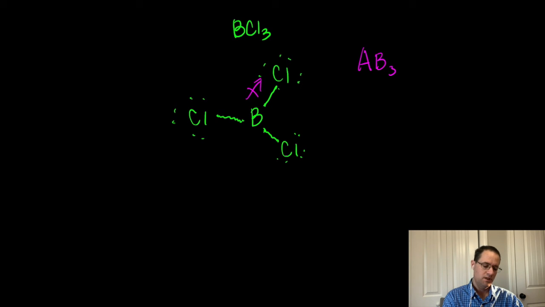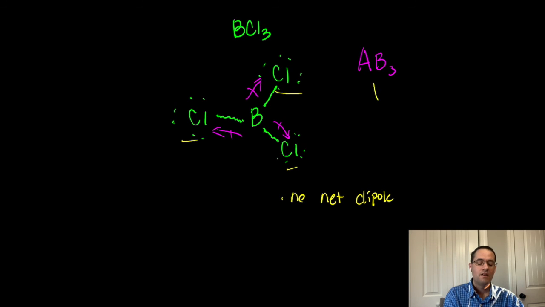Each of these 3 boron-chlorine bonds are polar, but they cancel in a way that there's no net dipole. The whole molecule as a whole is too symmetrical because all of these 3 chlorines are exactly the same. It's trigonal planar, it's nonpolar. So again, nonpolar molecules do not have dipole-dipole forces.